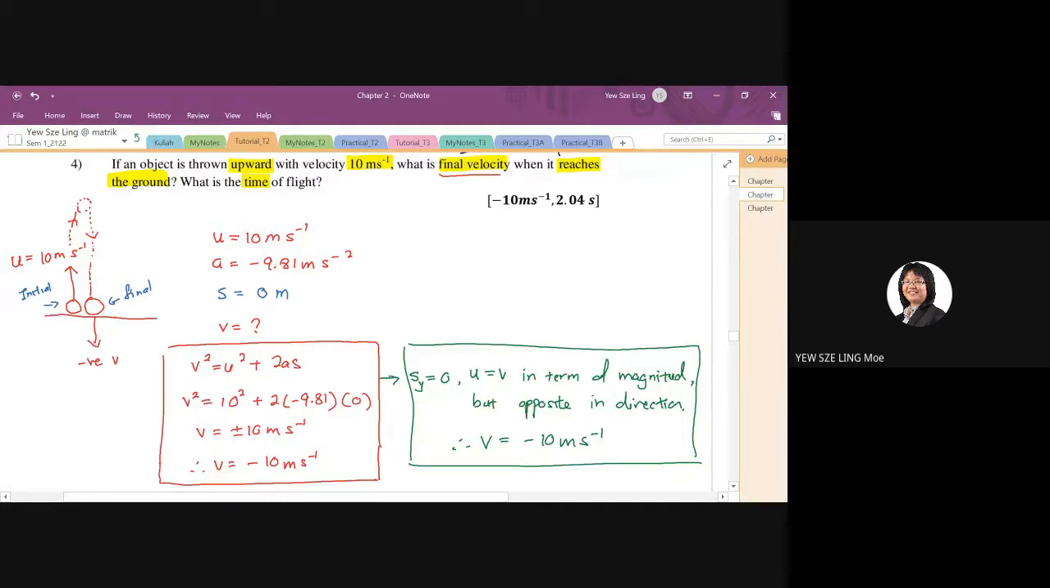By looking at the diagram, you know that v is negative 10. You don't even have to calculate. So this type of question usually comes out as an objective question. Okay, so that is your final velocity.